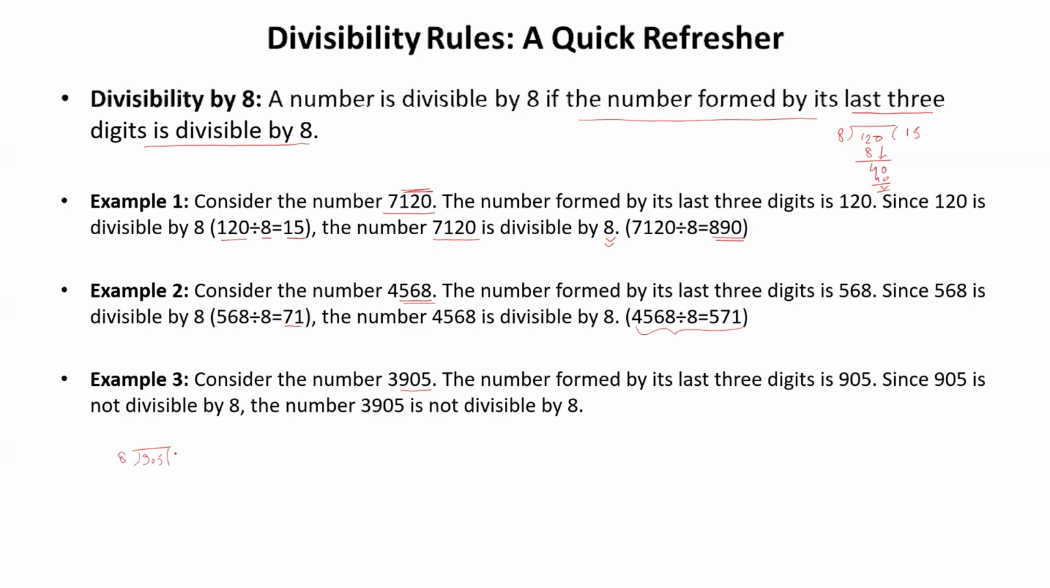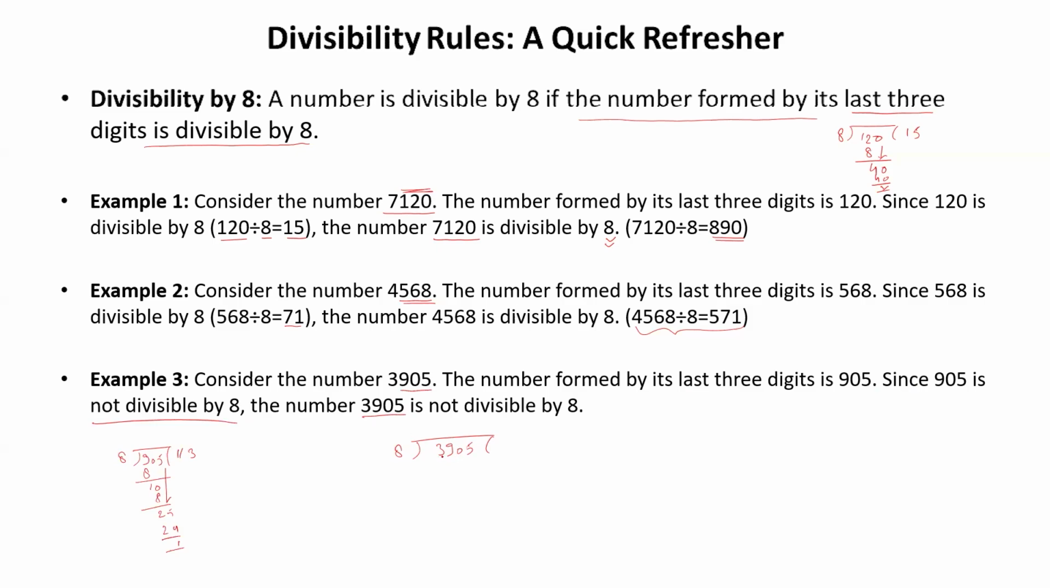905. 8 into 9, it is 1, 1 times 8, it is 8, remainder 1, take 5 down, 15. Hmm, and you know that 25 is not divisible by 8. 24, remainder is 1. So you have just checked that 905 is not divisible by 8. Hence the number, this big number, will not be divisible by 8. Just check it out, 3905, whether this rule is correct.